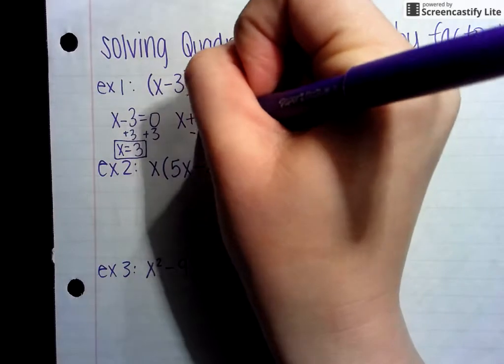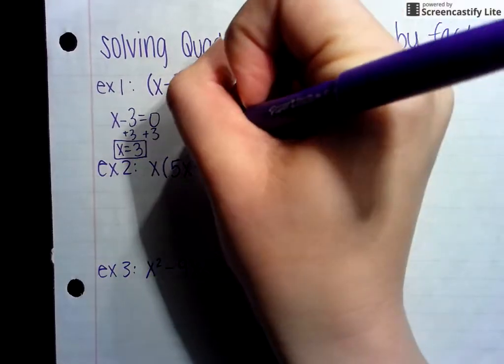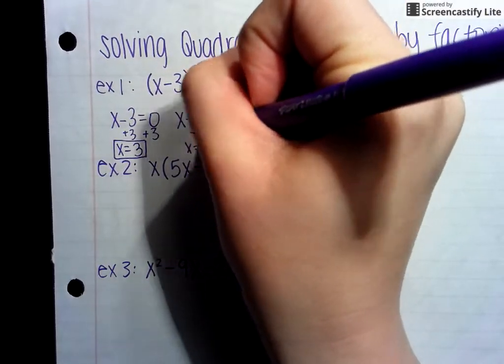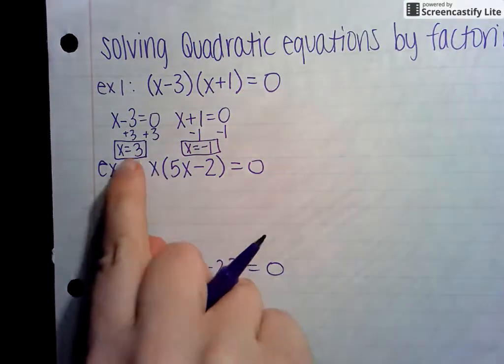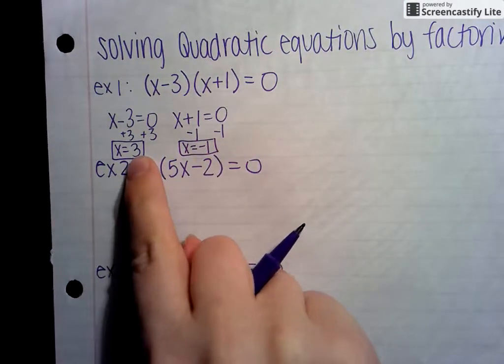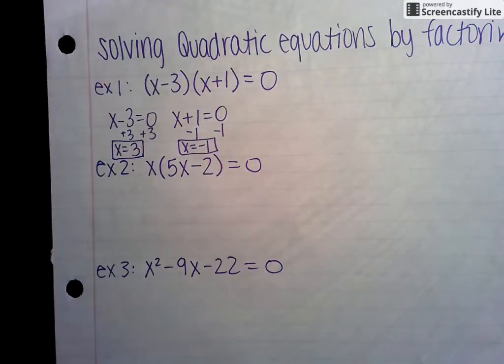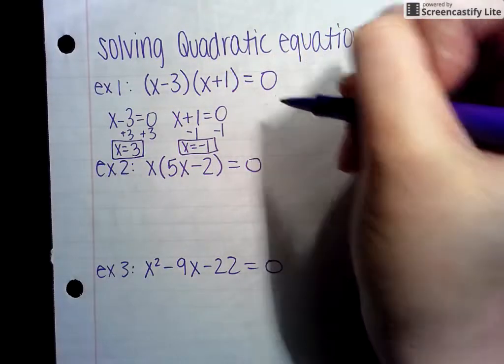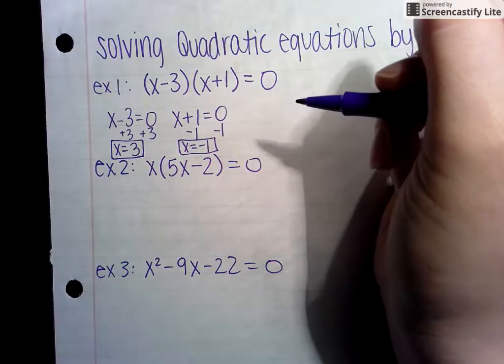Now also we have +1 on the other side, so we get x equals -1. So that also means that this is two solutions. So it intersects at (3, 0) and (-1, 0) when you draw your U-shaped graph. So it intersects on the x-axis.